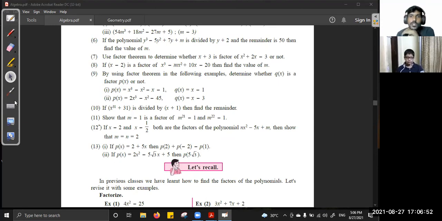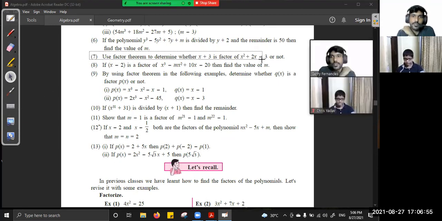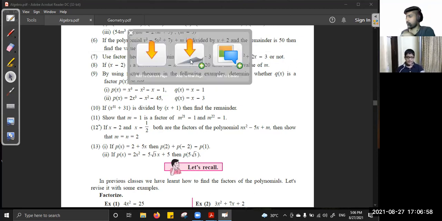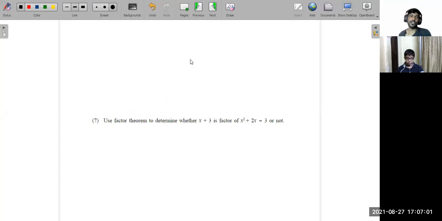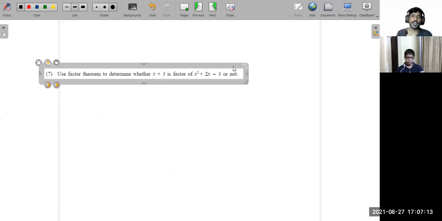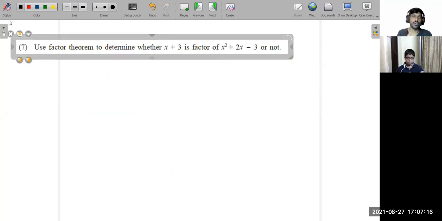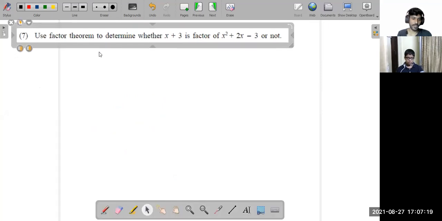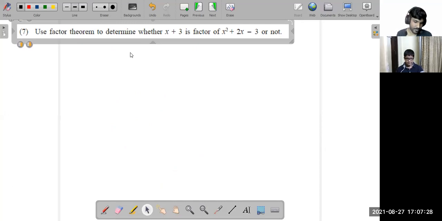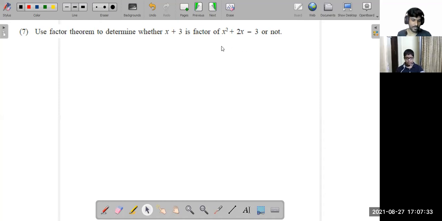So we will do the 7th one. Use factor theorem to determine whether x plus 3 is a factor of x square plus 2x minus 3 or not. Okay, so we have to use factor theorem to show whether x plus 3 is a factor of x square plus 2x minus 3 or not.